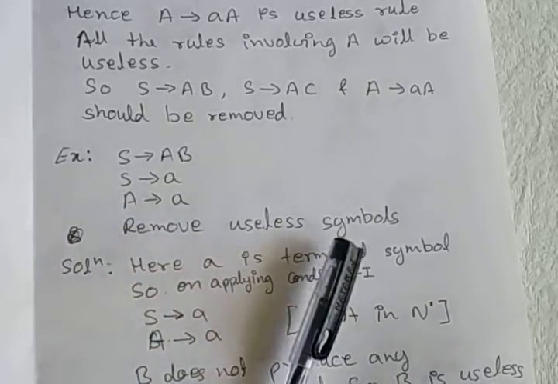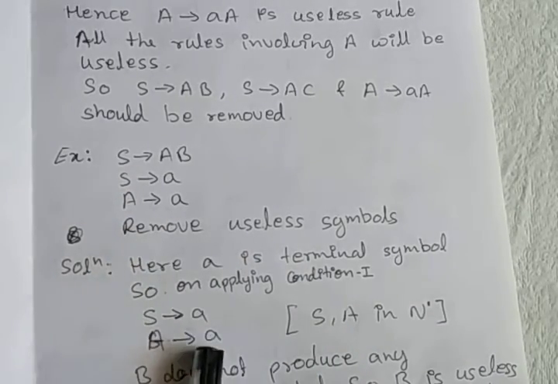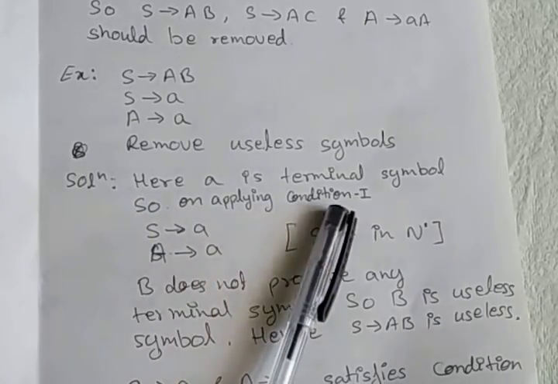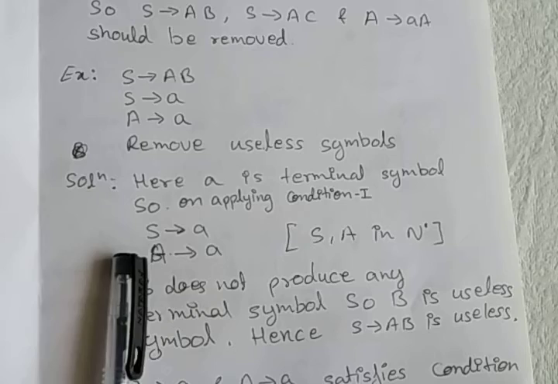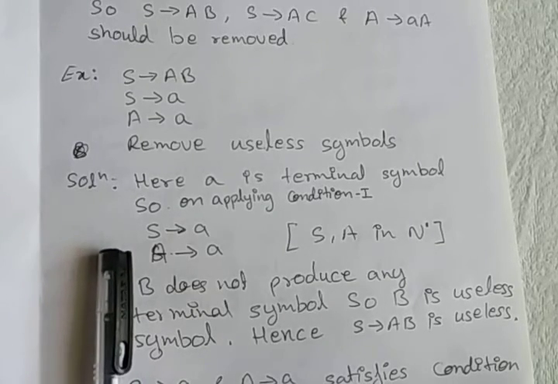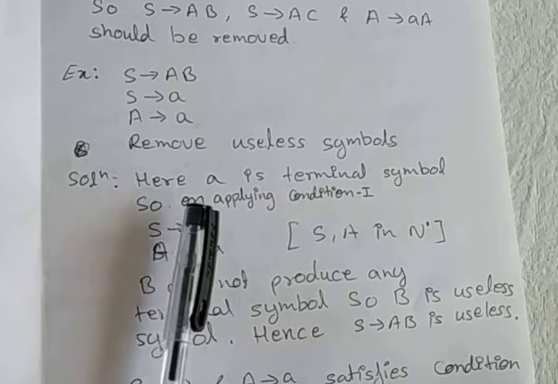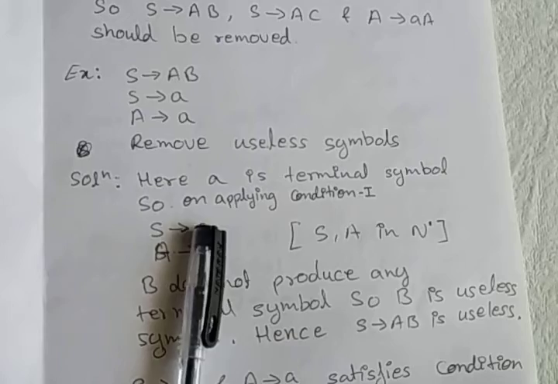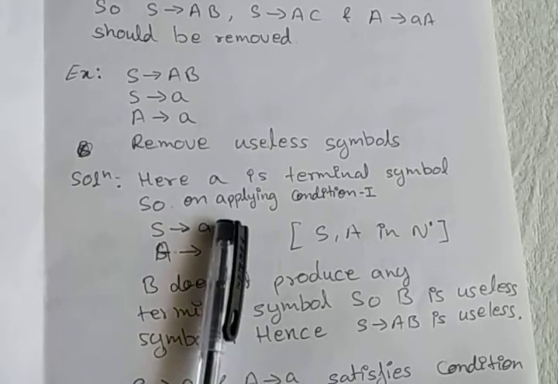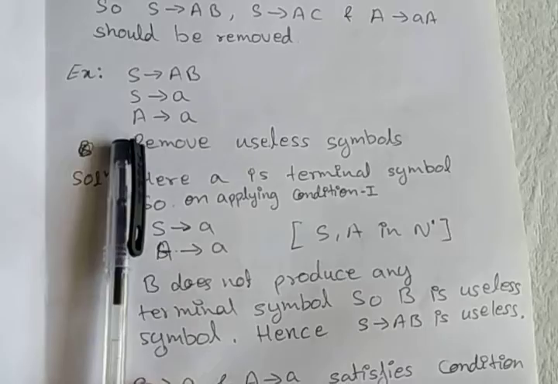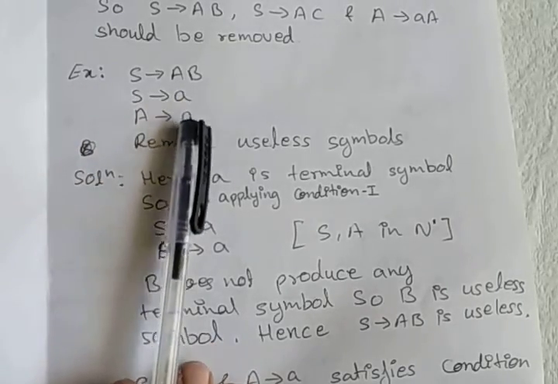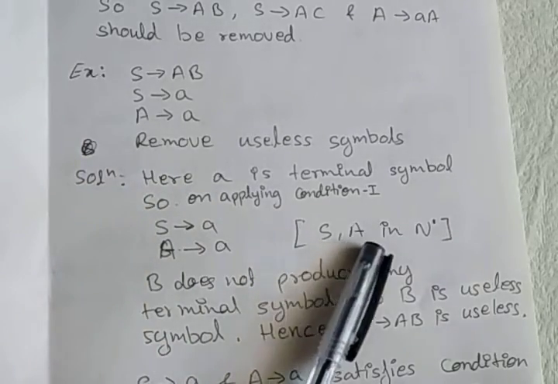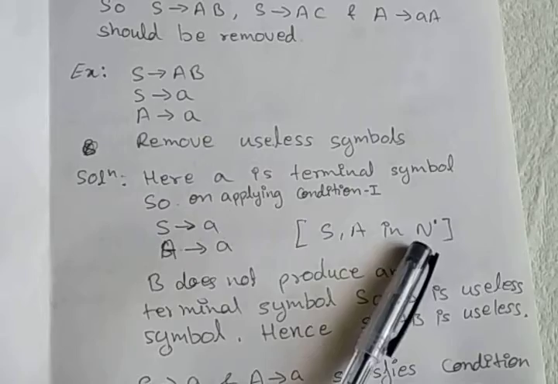Remove useless symbols. In this grammar we want to remove useless symbols. Now here A is a terminal symbol, right? So apply first condition here. When we apply first condition, then what happens? That add all the non-terminals which are producing a terminal symbols or terminal string. Here we are having two rules which are producing terminal symbols. So add S and A to the new set, right?